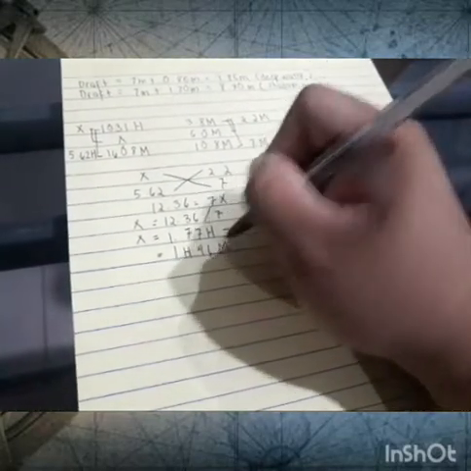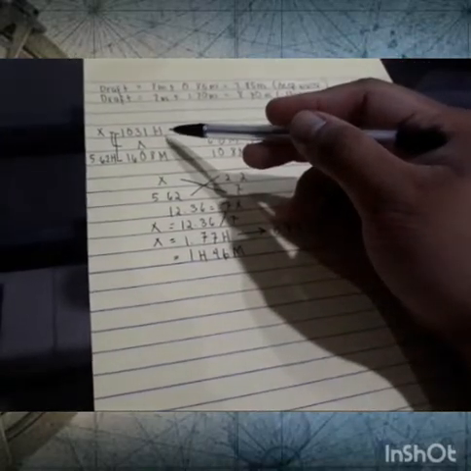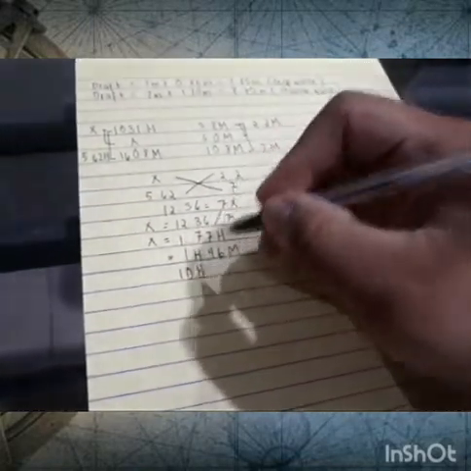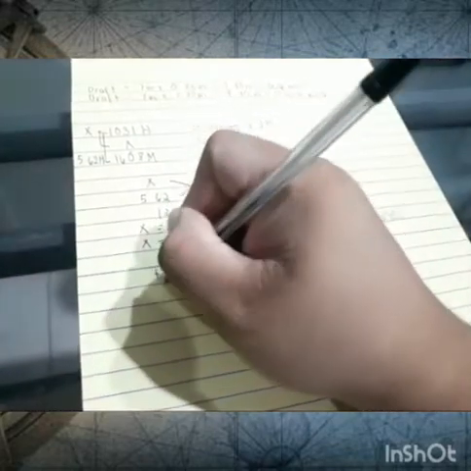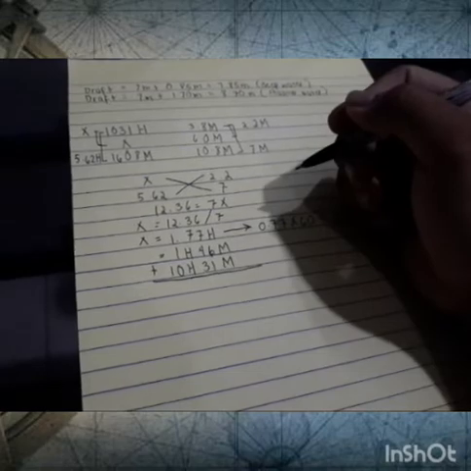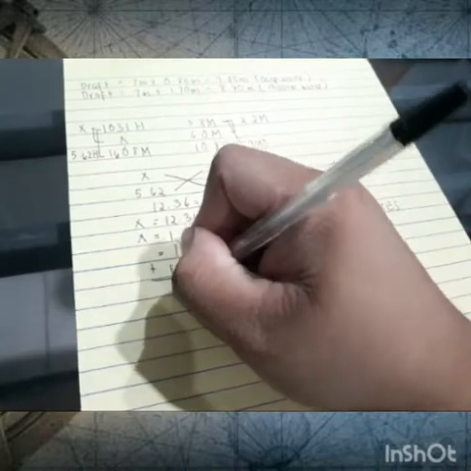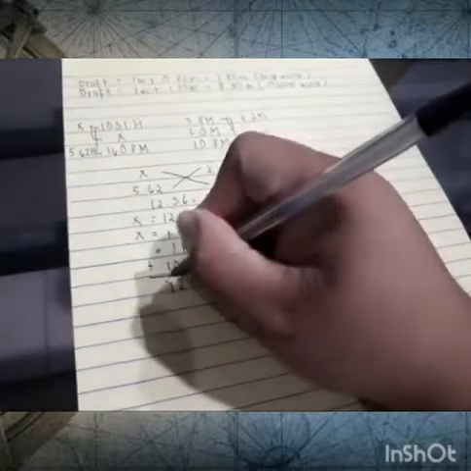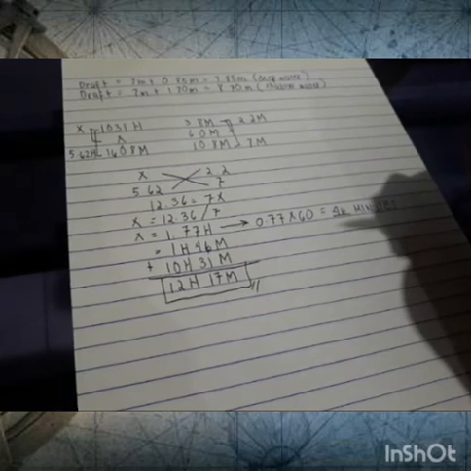There. So we need to add the 10 hours and 31 minutes. So if we add this, we can now get the required time in passing the critical place. The answer will be 12 hours and 17 minutes. So this is the required time in passing the critical place.